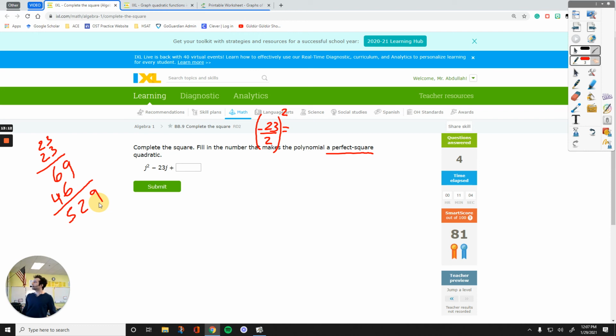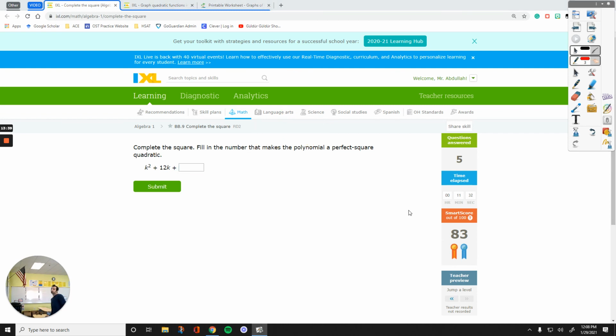Remember, the sign doesn't matter, because when we square that negative sign, it will turn into positive anyway. So 23 times 23 is 529, divided by 2 squared. What is 2 squared? That's 4. That's going to be the number I need in the box: 529 divided by 4. I'm not sure if it's going to ask me to turn it into a decimal, but I don't think so. Let's test it out. Okay, so you can keep it as a fraction.